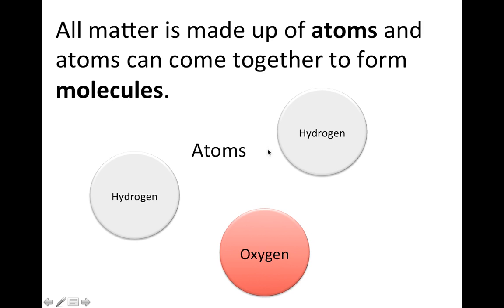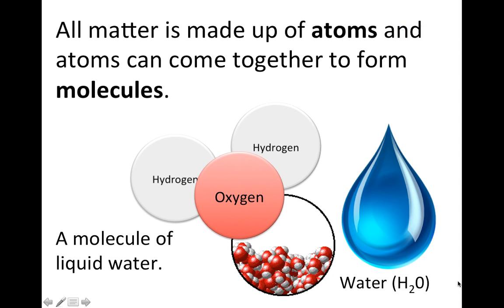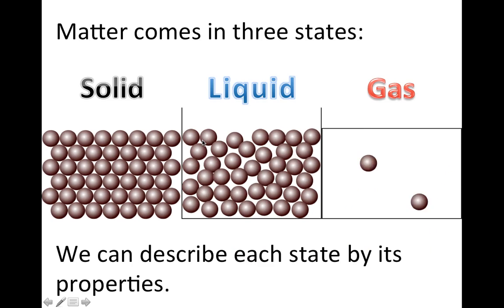Here we see three atoms. Two of them are hydrogen, and one is oxygen. When these atoms come together, they form a molecule of water. The chemical formula for water is H2O. That stands for the two hydrogens and the one oxygen.